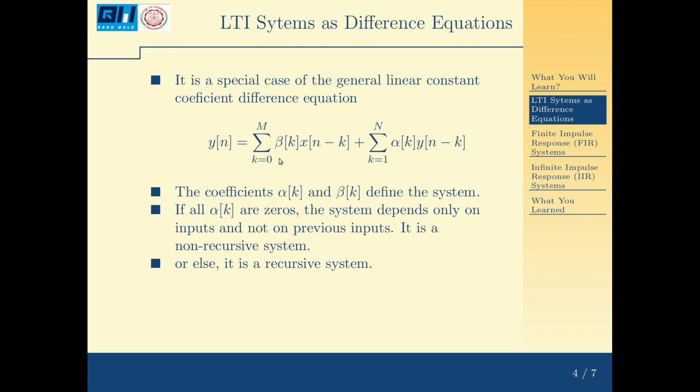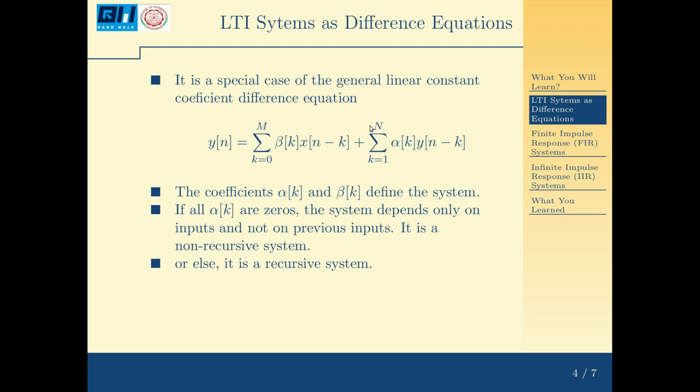Now you can see that this has two terms. The first term depends on the present and past inputs. With k equal to 0, it is beta 0 x[n], that is the present input. And for values from k equal to 1 to M, it depends on the past inputs. So the first term defines the dependence of the output on the present input and the past inputs.